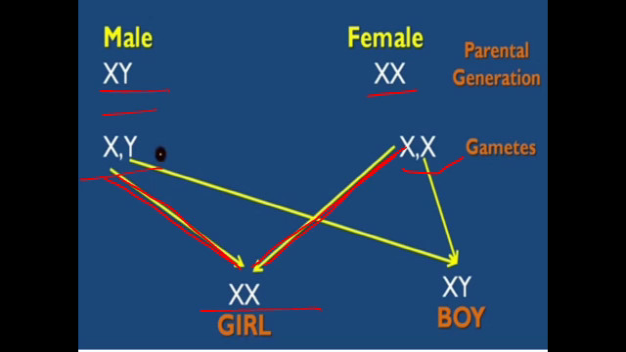Now, if a sperm contributes a Y chromosome to the egg at fertilization, then the zygote would develop into a male child. I hope you are clear. If a sperm containing an X chromosome fuses with the egg, it will produce a girl child or female child. If a sperm containing a Y chromosome fuses with the egg, it would produce a male child. This whole process occurs during fertilization.